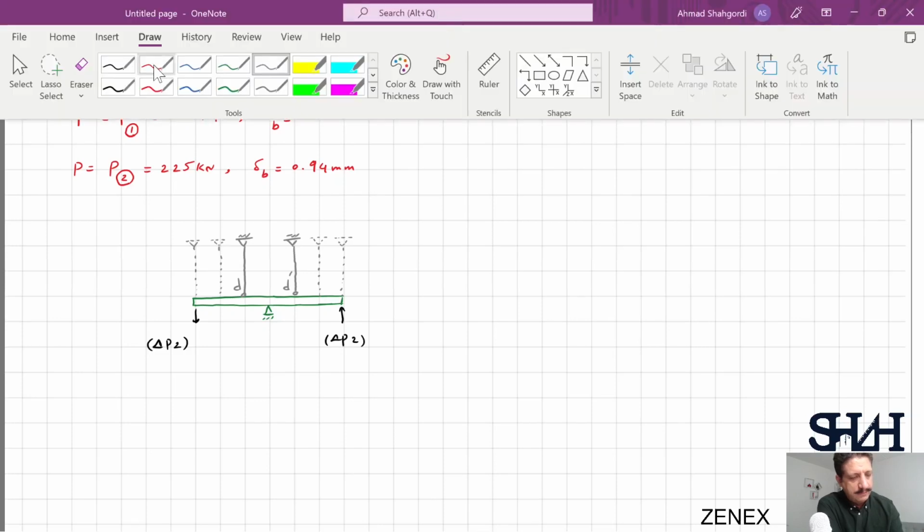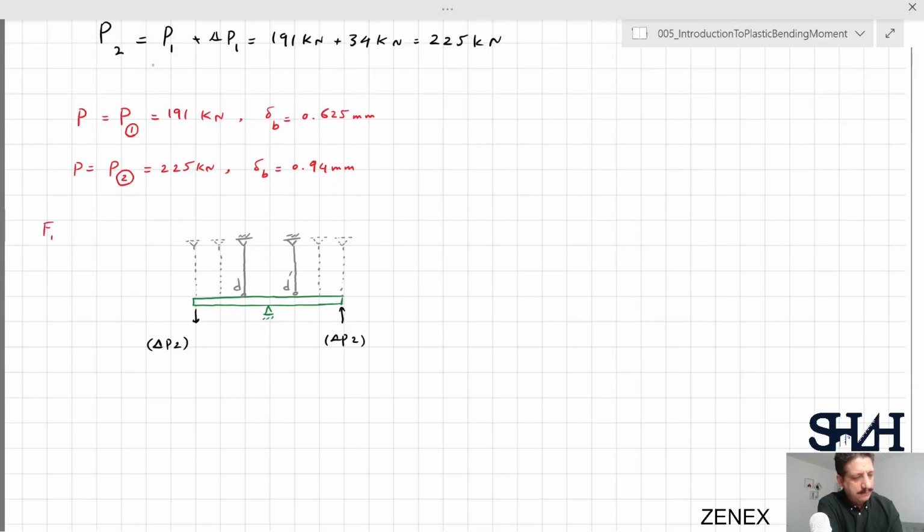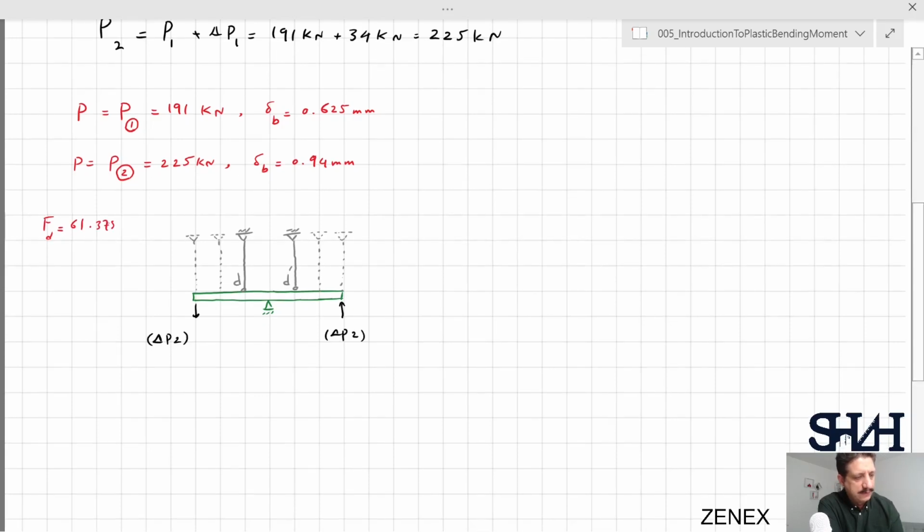Already they have F at D is 61.375 kilonewton. So what is the maximum load that they can take? Delta FD number 2 is 122.75 kilonewton, which is the maximum load that they can take before they become plastic, minus 61.375 kilonewton, and it is 61.375 kilonewton.